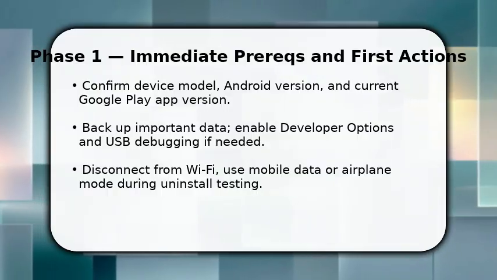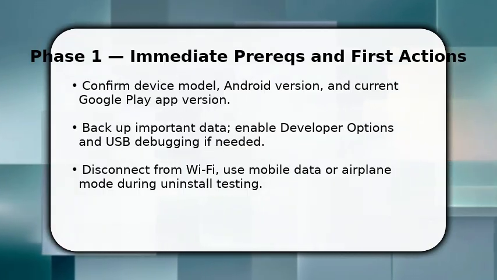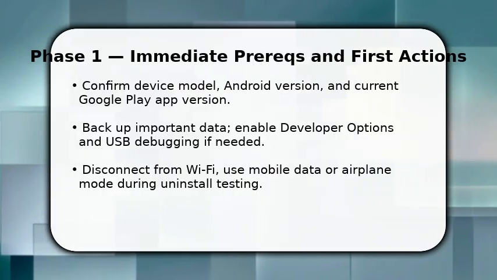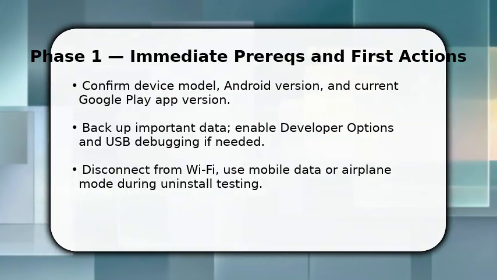You start now. Check your Android model and Google Play version so you know what permissions and menus to expect. Backup contacts and photos. Once done, enable developer options and USB debugging to access deeper settings.